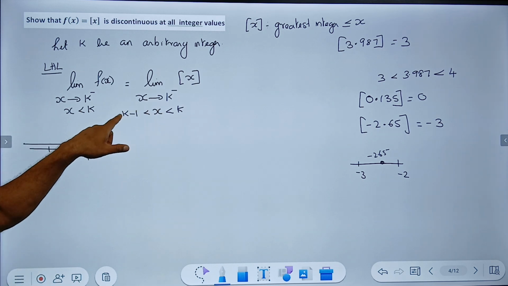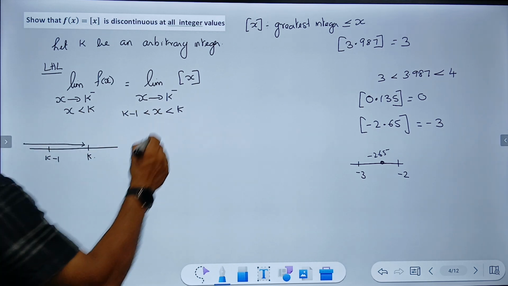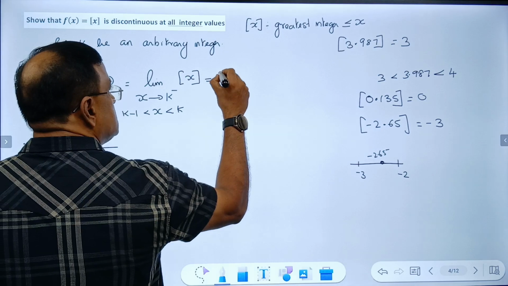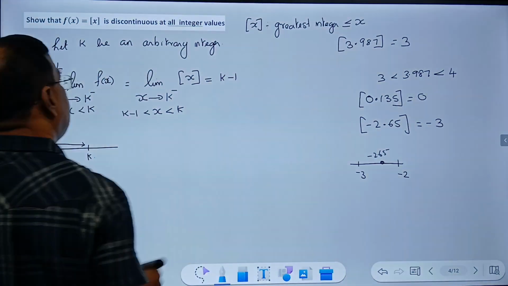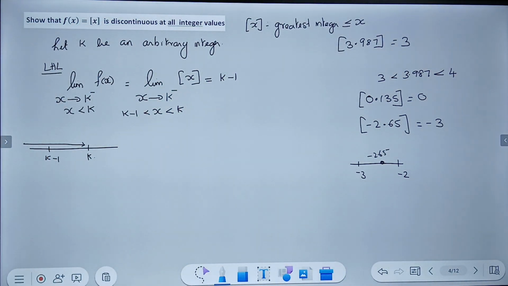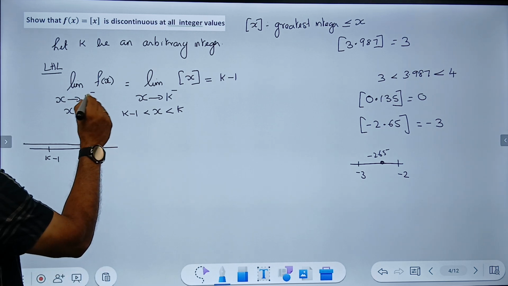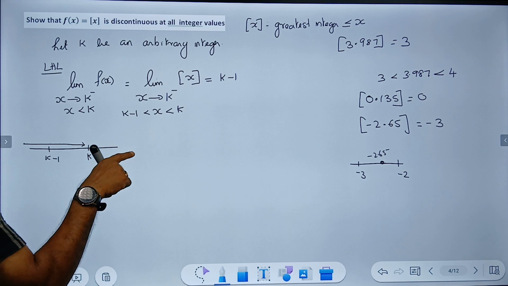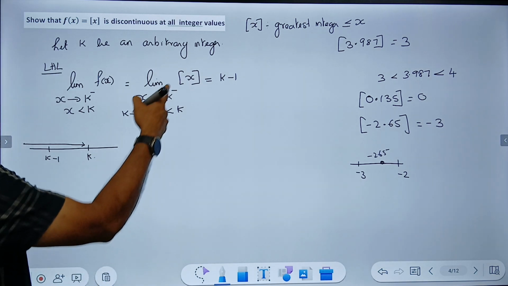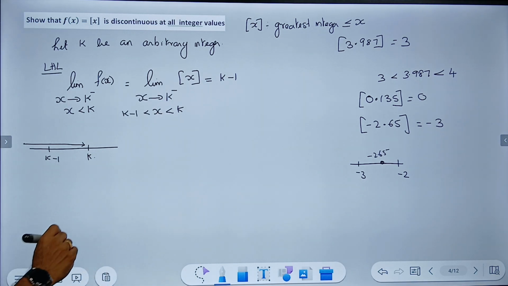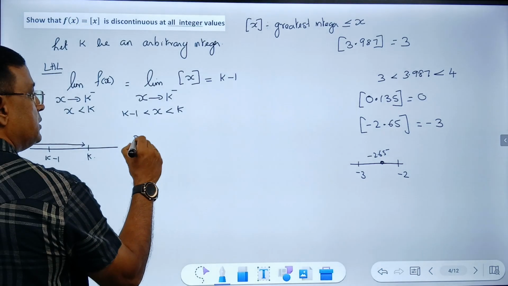So what is the lower integer? The lower integer is K minus 1. So the limit is K minus 1. So my left hand limit is K minus 1. Okay. For example, if we take K as 3, when x approaches 3 minus, then the greatest integer value is 2. Okay. Now, the right hand limit.